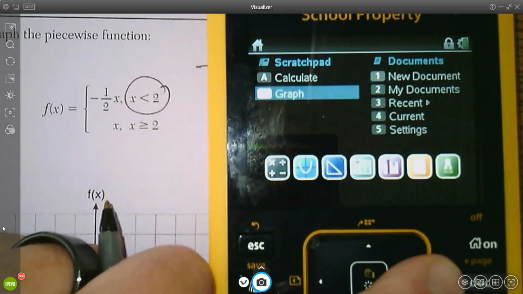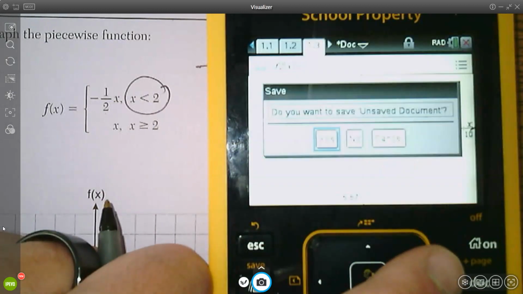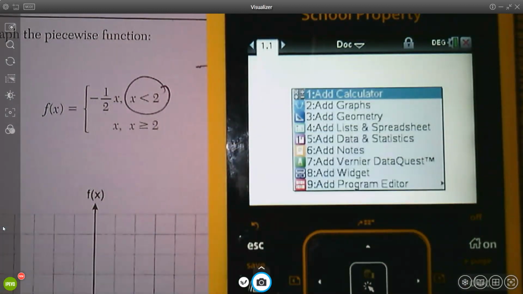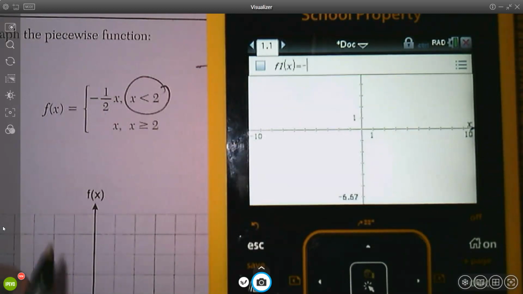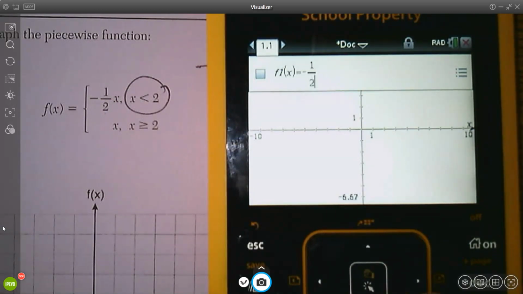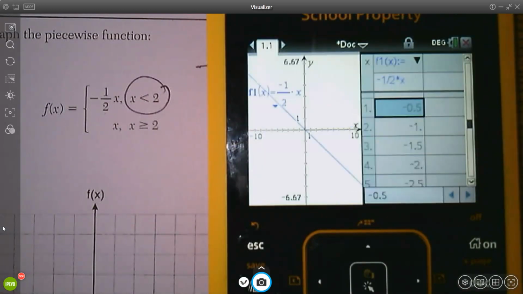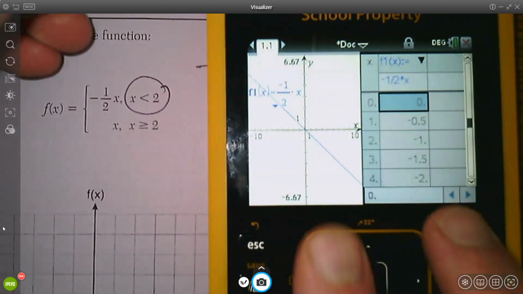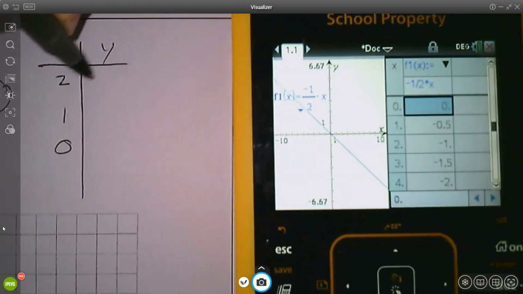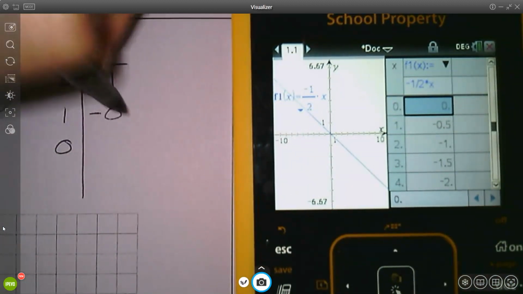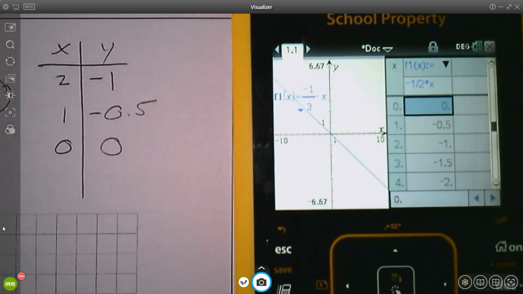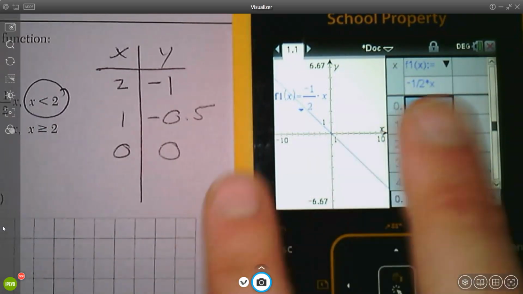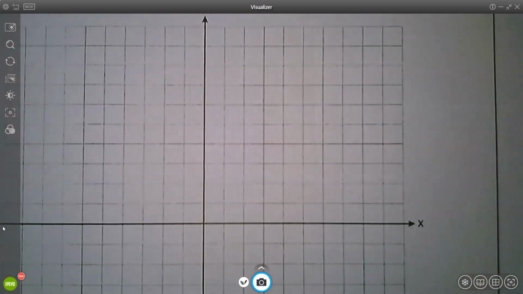Hold on. New document. Add graph. So we're going to go negative 1/2 x. Add a table. Okay, so at 2, we're at negative 1. At 1, we're at negative 0.5. And at 0, we're at 0. And so on and so forth. So we're going to graph that in a minute.